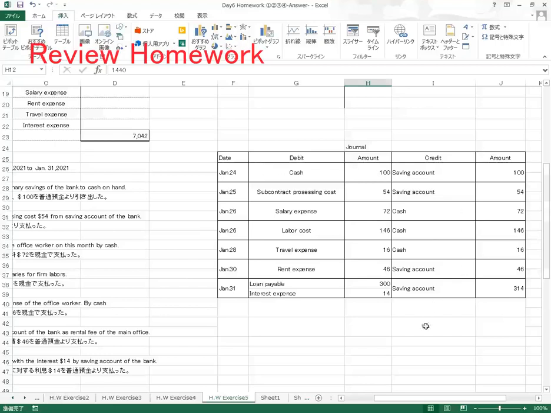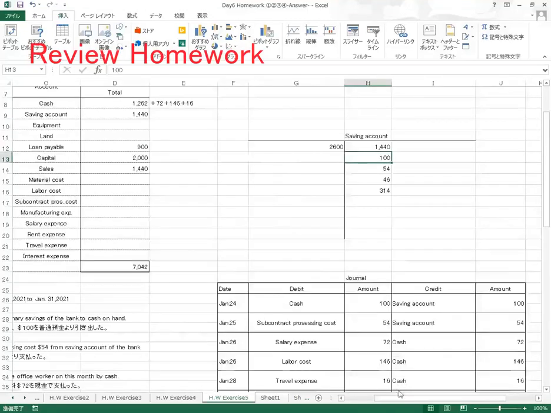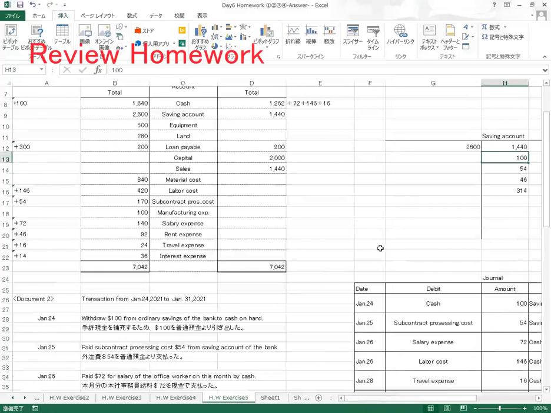I write the journal entries like this. Many students can do journal entries. Some students use a calculator: cash 100, then subtract cash, and the remaining amount goes to the trial balance, and then next, subcontract processing cost 54, goes here like that. So please see the journal entry.